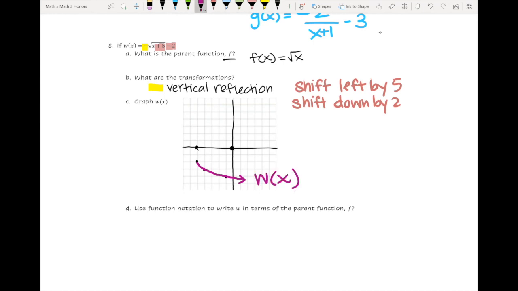And then part D says to use function notation to write W in terms of the parent function, F. So the stuff that I highlighted up here, I'm going to put it on the F of X. There's a negative in front of that square root of X, so there's a negative in front of my F of X. There's an X plus 5 under the square root, so I'm going to put an X plus 5 in the parentheses. And then outside of that square root was a minus 2, so I'm going to put a minus 2 outside. So this is function notation in terms of the parent function.